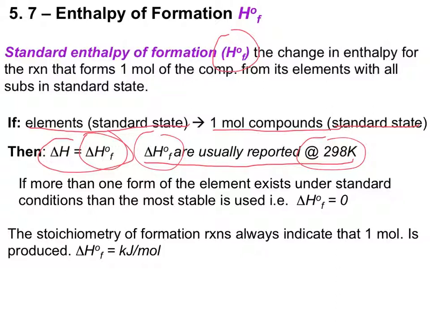But for right now, what we need to understand is that if more than one form of an element exists under standard conditions, if you have multiple forms, then the most stable one is used. So the one that has the standard enthalpy of formation value equal to 0 is going to be most stable. Okay, and the stoichiometry for these types of reactions is always for a single mole. And because of this, your standard enthalpy of formation values are always given in kilojoules per mole. And we'll see that on the next slide when we actually look at the data table.